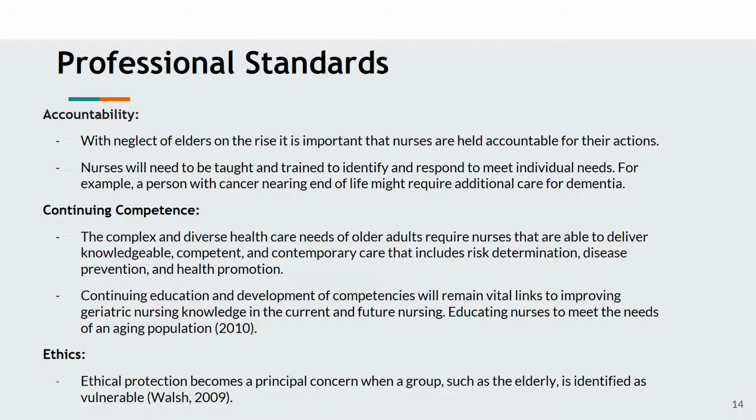Next is continuing competence. The complex and diverse healthcare needs of older adults require nurses that are able to deliver knowledgeable, competent, and contemporary care. This can include risk determination and health promotion. Continuing education and development of competencies will remain vital links to improving geriatric nursing knowledge in current and future nursing. And then the third one is ethics. Ethical protection becomes a principal concern when a group such as the elderly is identified as vulnerable.